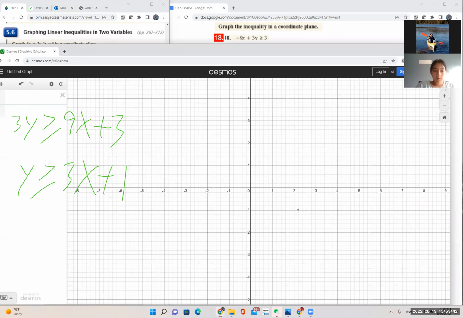Then you can quickly draw it. The y-intercept is 1, right? Slope is 3. What does it mean, 3? Means when x increases 1, y increases 3: 1, 2, 3. So you get the second point. Connect them.